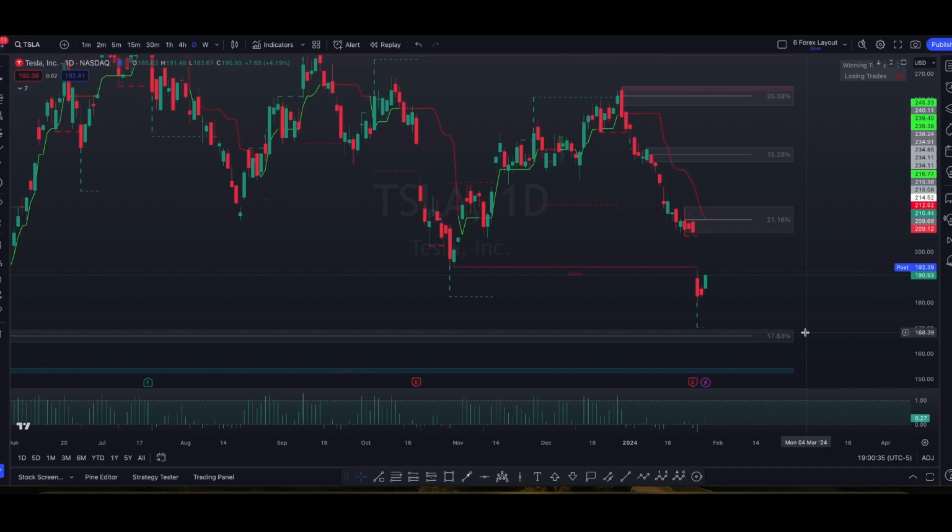But a lot of people are asking me, hey, if you think Tesla could fall down to 170, 160, why aren't you grabbing puts, or do you plan to grab puts? And so I want to cover that in this video as well, since we do have a pretty bearish setup that's kind of happening here. So let's look at Tesla at this moment.